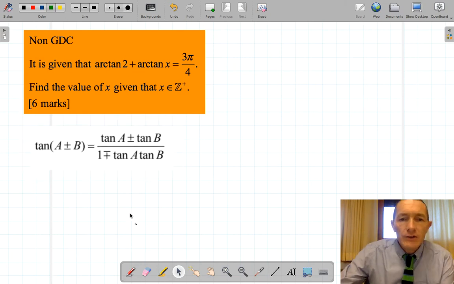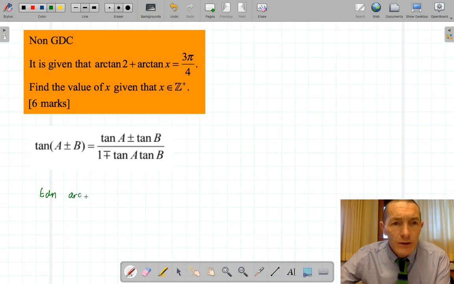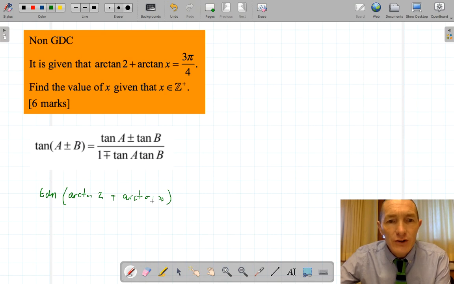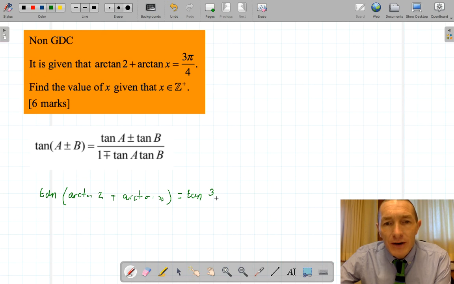So the reason I'm going to use this is I'm going to take a tan of both sides. So I'm going to take a tan of arctan 2 plus arctan x, and that's all in a bracket. I'm taking a tan of both sides. Now I can't take a tan of each individual thing. I cannot multiply out this bracket. That's against our algebra rules. So we've got tan 3 pi over 4 on the other side.